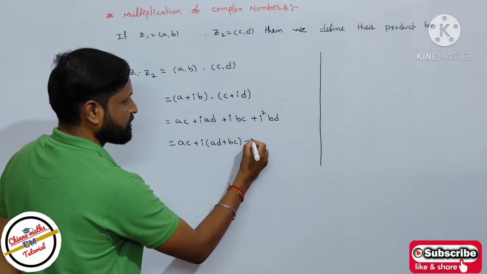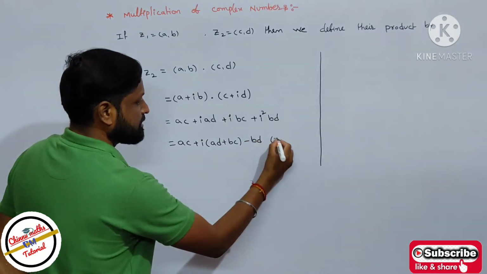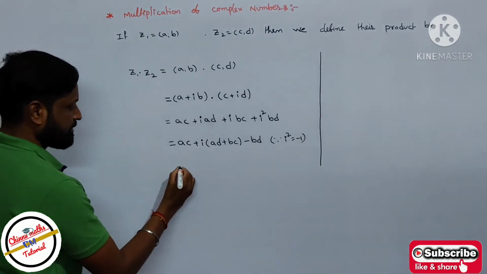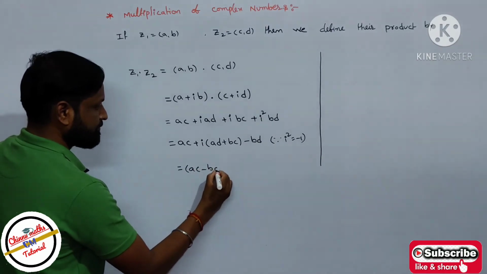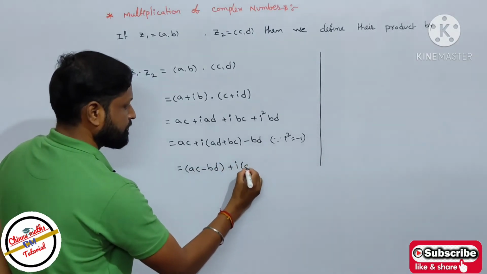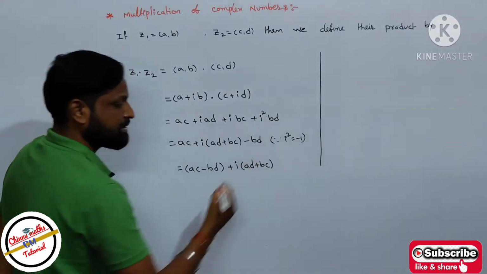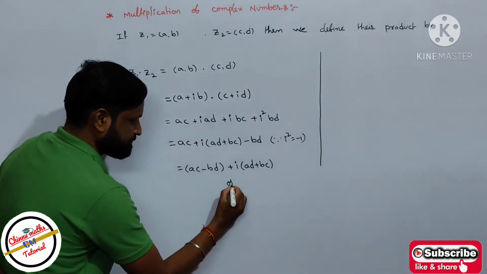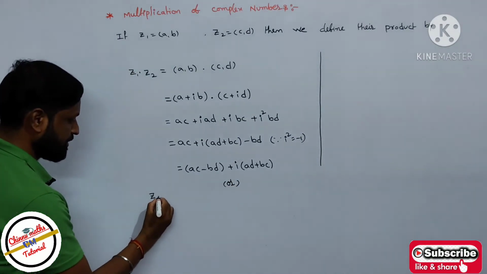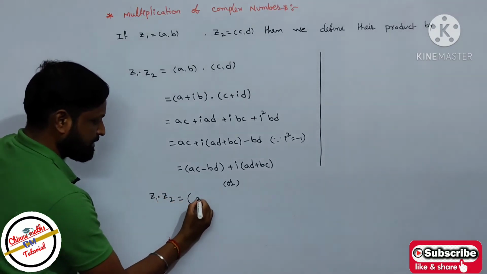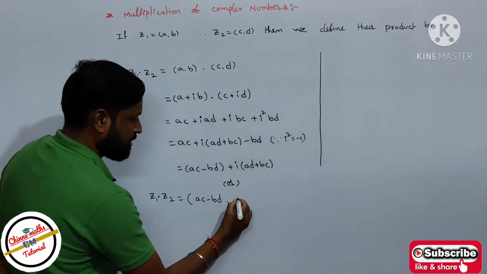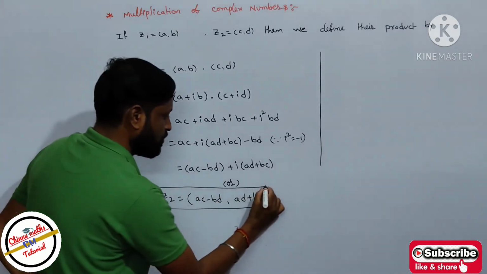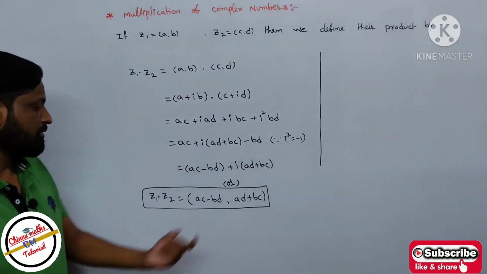Since i square equals minus 1, minus 1 into BD gives minus BD. So we can write AC minus BD plus i into AD plus BC. It is a complex number. Every complex number should be written as an ordered pair. So we can write Z1 times Z2 equal to (AC minus BD, AD plus BC). It is the multiplication of two complex numbers, that is Z1 times Z2 equal to this.